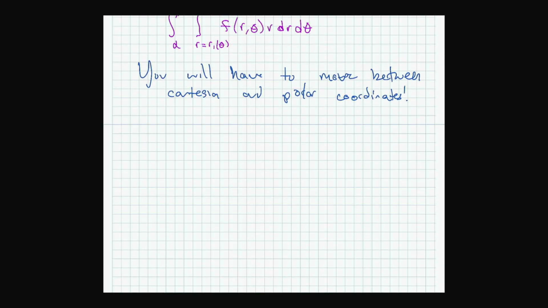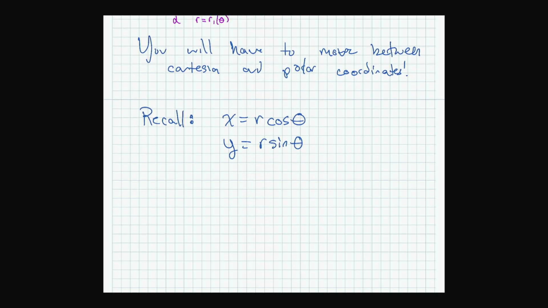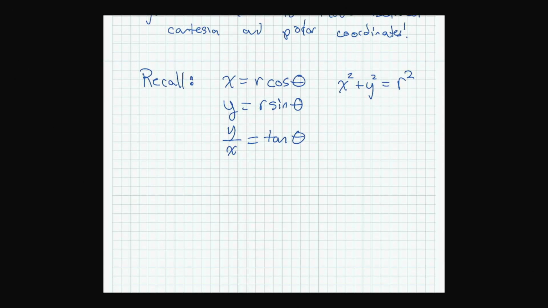All right, so how are you going to do that? You want to recall from the section on polar coordinates that our conversions were x equals r cosine theta, y equals r sine theta, y over x equals tan theta, which you don't use very much, and also x squared plus y squared equals r squared. You're probably not going to use that bottom one. You're just going to stick to the x, y, and r conversions.